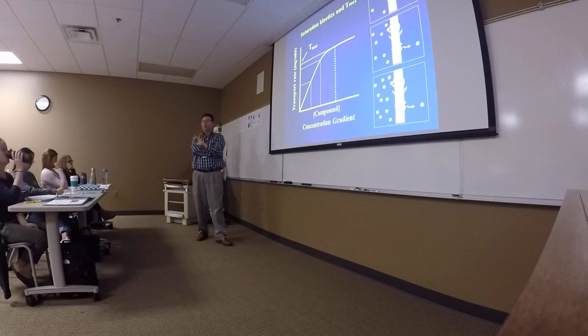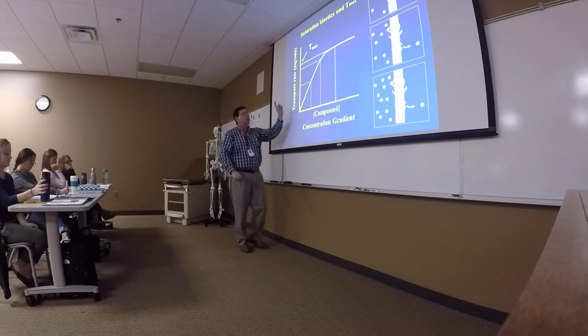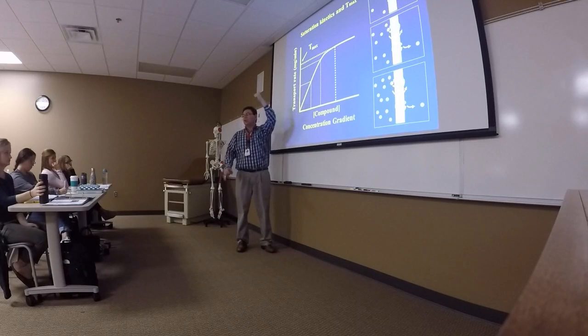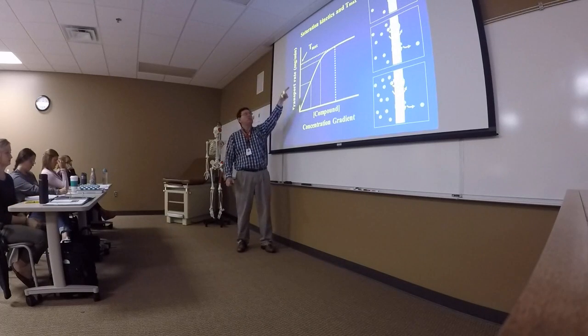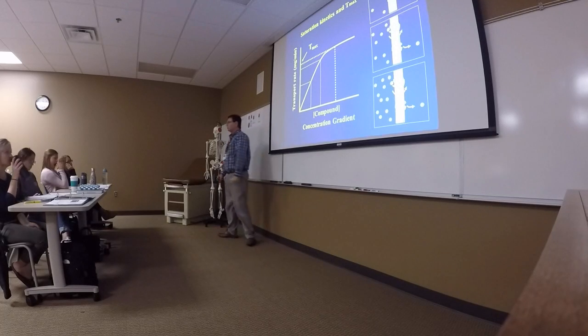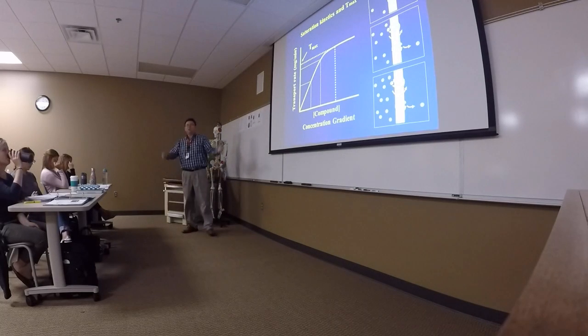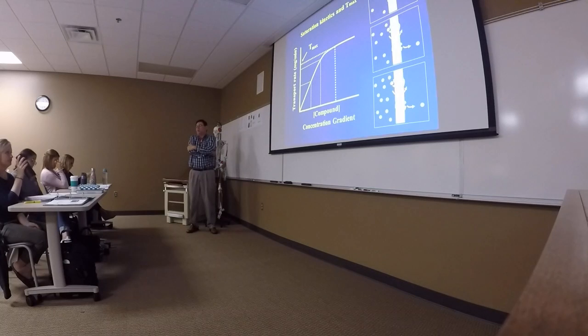anytime you have a membrane carrier protein, whether it's facilitated diffusion or any of the active transport processes, you're going to see selectivity, you're going to see saturation, you're going to see a Tmax. Because membrane proteins can only work so fast, and they can't give you any more. Any questions on that?